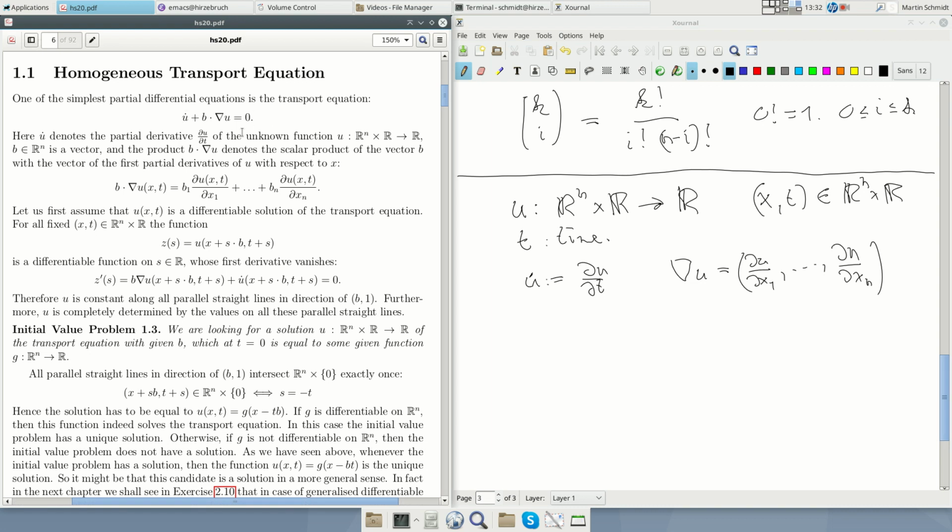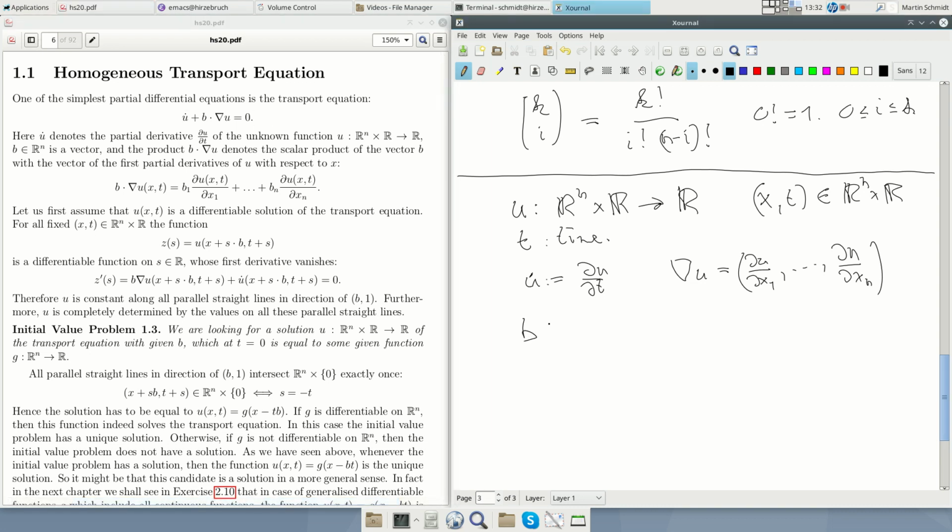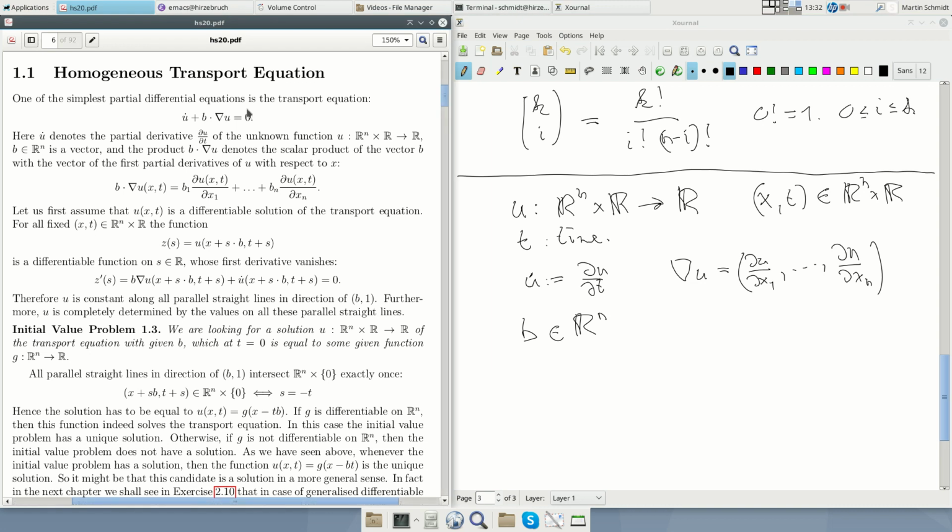Now we have b, which is any vector. Of course, maybe we should restrict to the case that it's non-zero, otherwise the equation is not really interesting. So b is any vector. Then we have here such a partial differential equation.